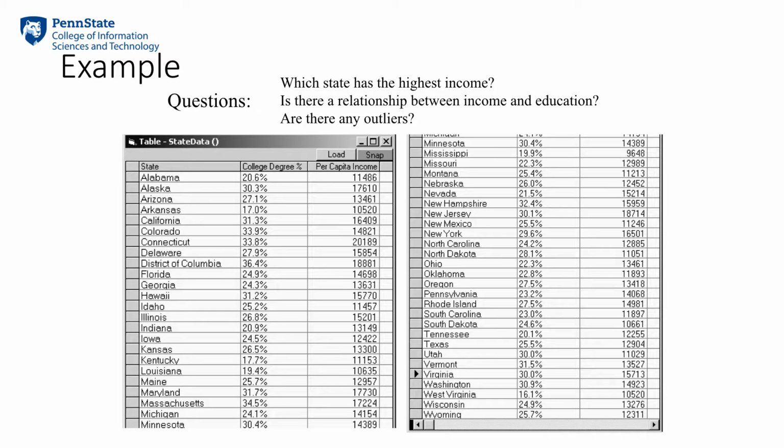Let me use an example to show the points I want to make. Here I show the example that you have gone through in your first worksheet. The data set basically describes the percentage of college degrees and per capita income by state. By looking at this tabular data, we have all the information we need to answer a few questions. Okay, the first question asks, which state has the highest income?